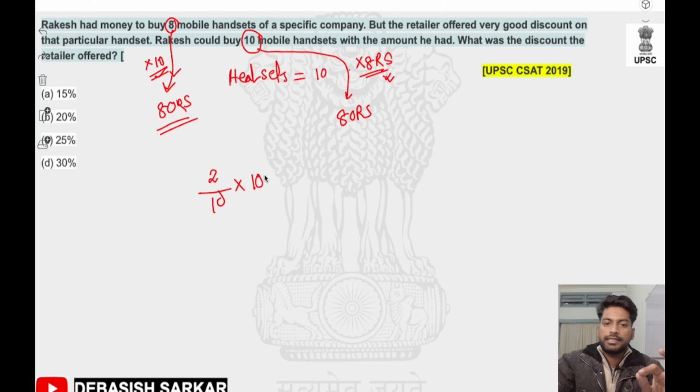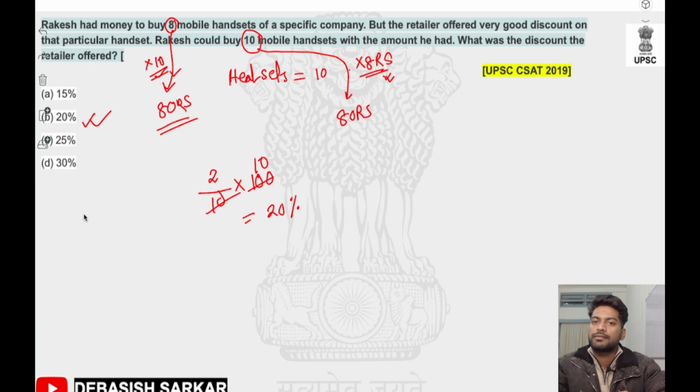And if you want the percentage, multiply with 100. So this is 10 times. 10 into 2, that is 20. So 20% discount. Easy, right? Chalo, easy question. Next.